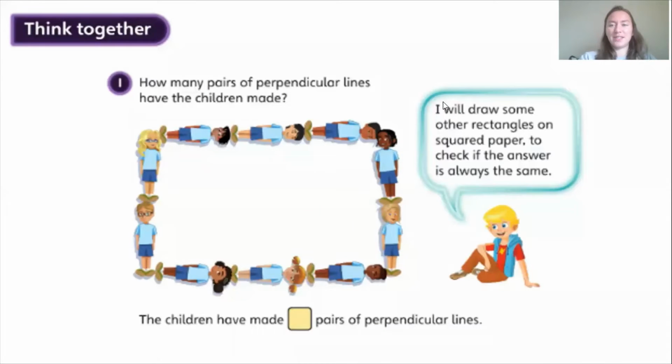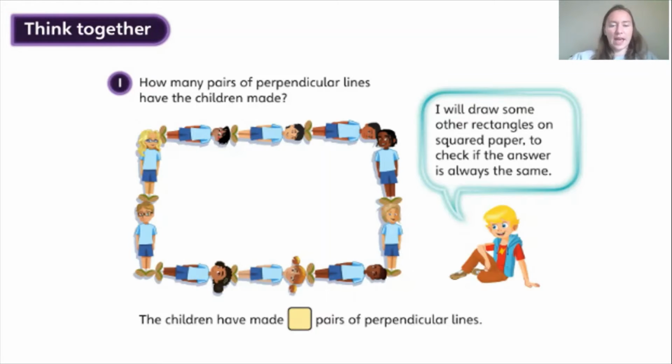Let's move on to the think together questions. Question 1 says, how many pairs of perpendicular lines have the children made? Can you remember from yesterday's session that perpendicular lines are 2 lines that meet and create a right angle in between them? Pause the video and have a go at working this out, and we'll talk about it together in a minute.